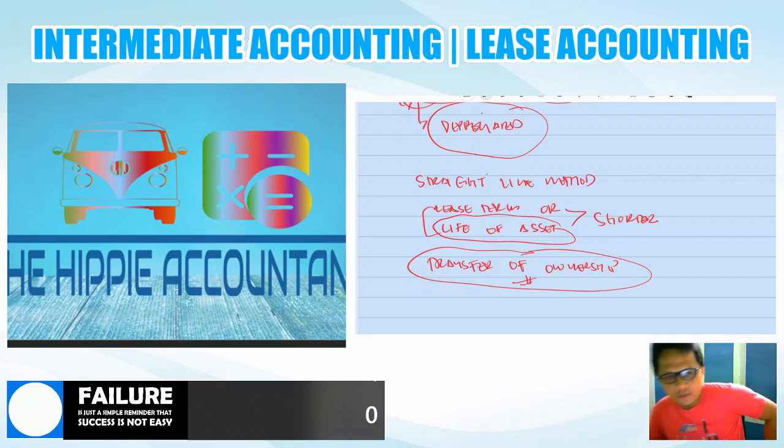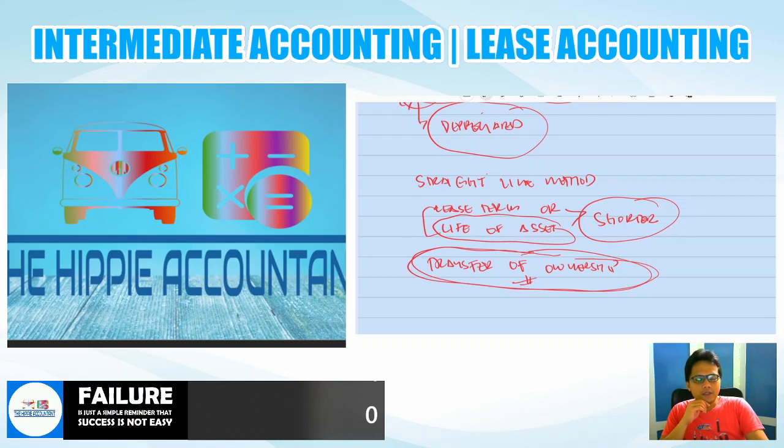So again, to depreciate the right of use asset, we'll use the straight line method. In general, the basis is lease term or life of the asset, whichever is shorter, except for lease transactions wherein in substance there is transfer of ownership. Then, if that is the case, we'll use life of the asset. Klaro yun siya, ha?